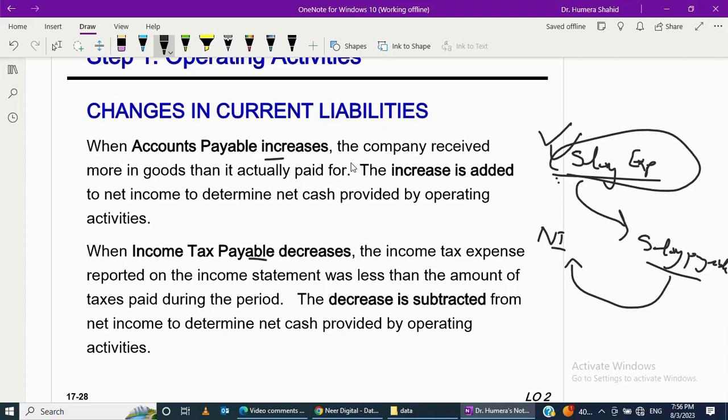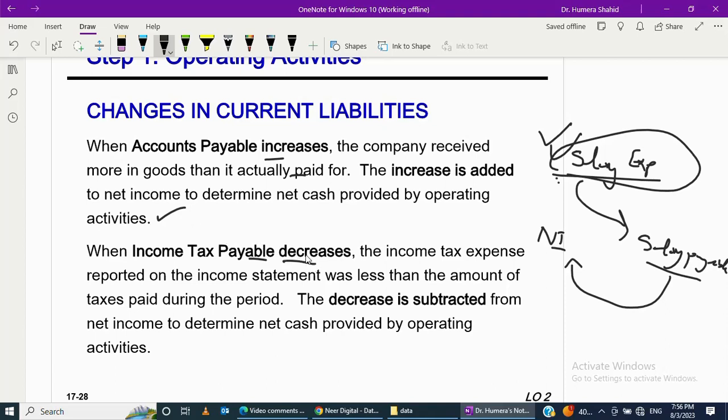Accounts payable, they increase. The company received more goods than actually it paid for. Means the goods were on credit basis. You did not pay for them. So that's why you're going to add it to your net income so that you actually know what is cash provided by operating activities. And income tax payable, it decreases.